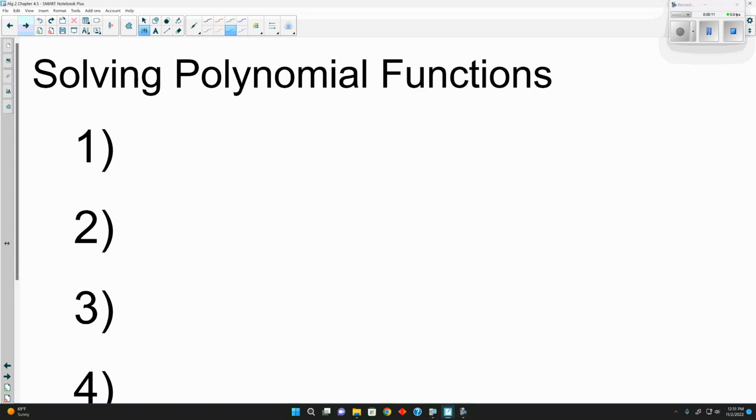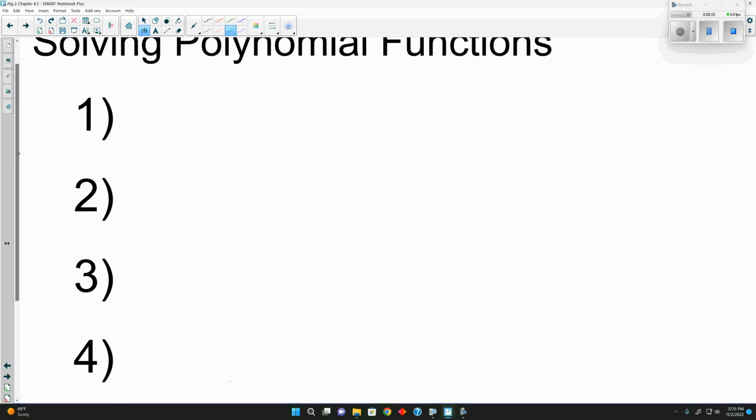Okay. Now, today is going to be the first day of actually solving higher degree polynomial functions. With quadratics and the ways we've learned to solve polynomial functions, the first one was factoring. If we can factor it, we can solve it, because when we factor, we get multiple sets of parentheses being multiplied together to equal 0, so one of them has to be 0.